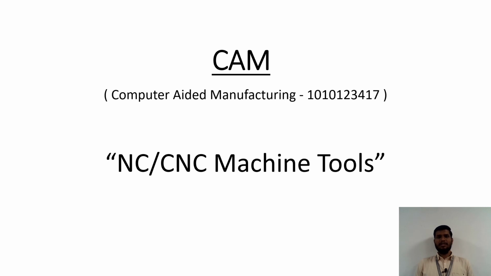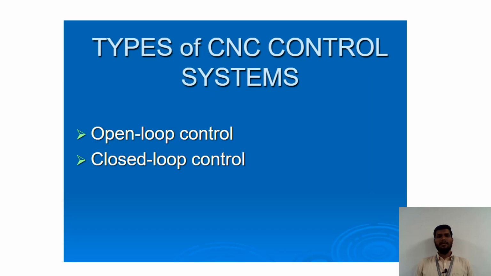In previous lecture, we learned about Introduction to CAM, concept of seam, and Introduction to NC and CNC Machine Tools. In this lecture, we will further see about NC and CNC Machine Tools. So, first of all, types of CNC control systems. It is classified in two: open loop control system and closed loop control system.